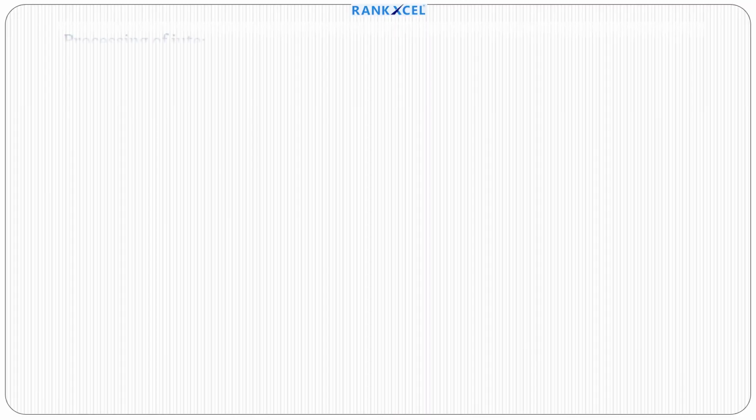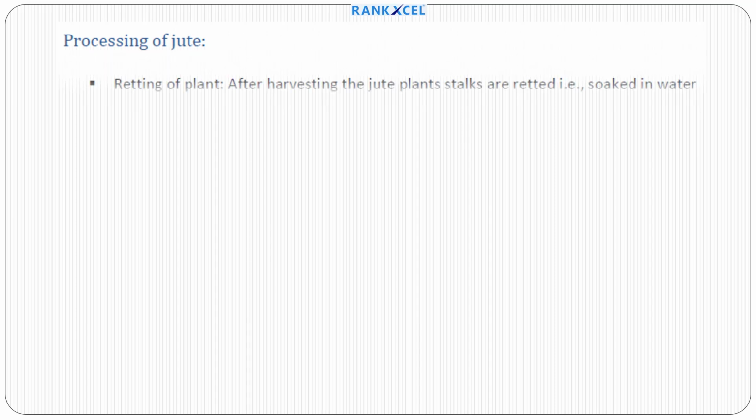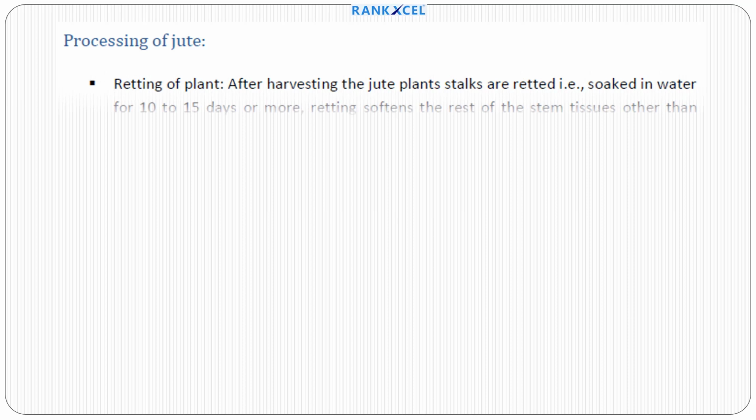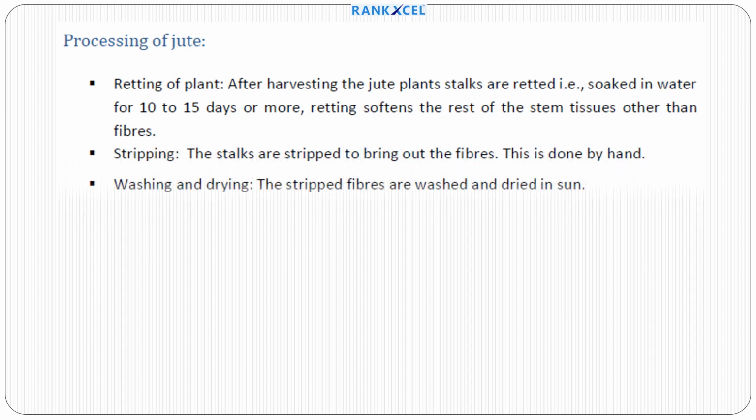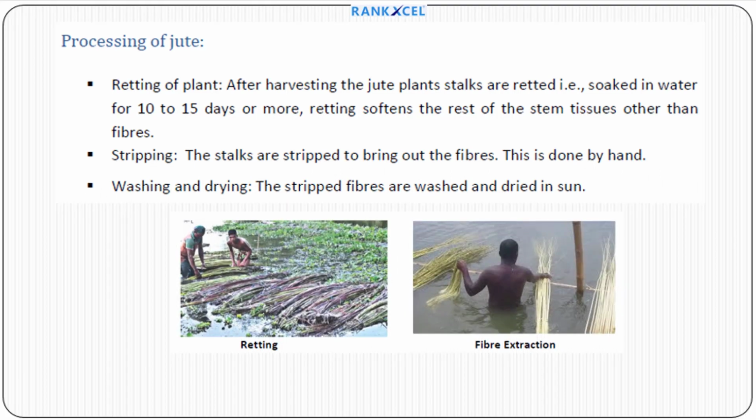Processing of jute. Retting of plant: after harvesting, the jute plant's stalks are retted, that is, soaked in water for 10 to 15 days or more. Retting softens the rest of the stem tissues other than fibers. Stripping: the stalks are stripped to bring out the fibers. This is done by hand. Washing and drying: the stripped fibers are washed and dried in sun.